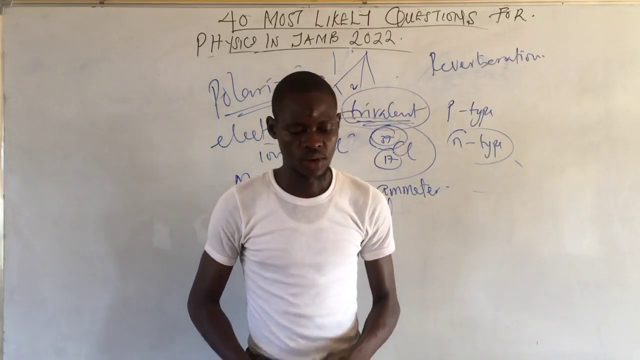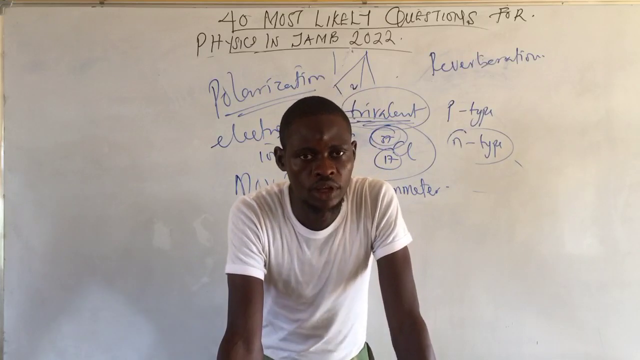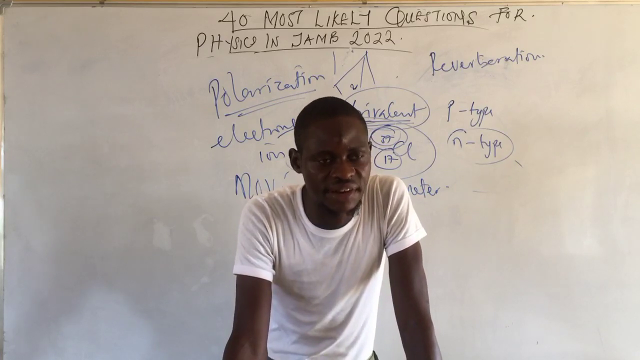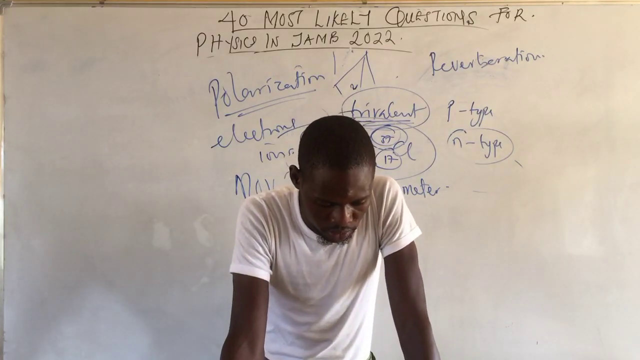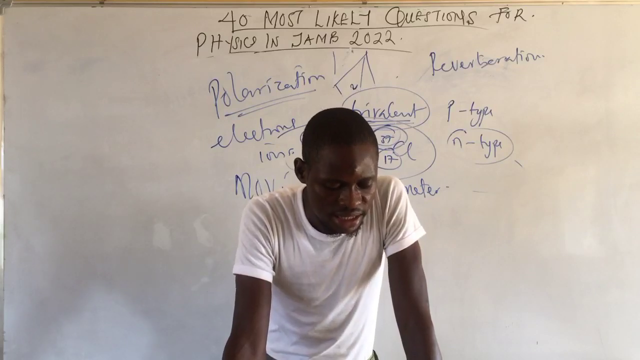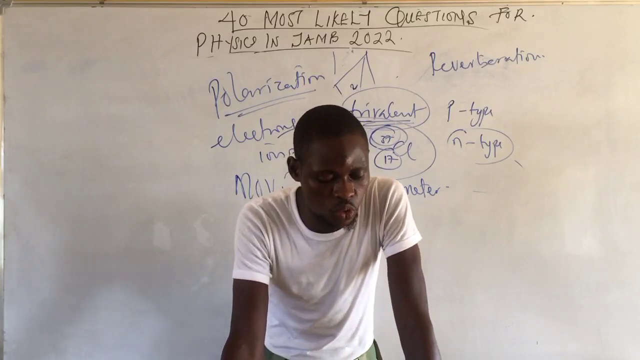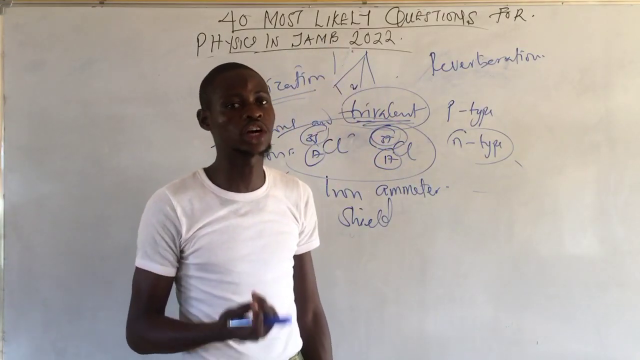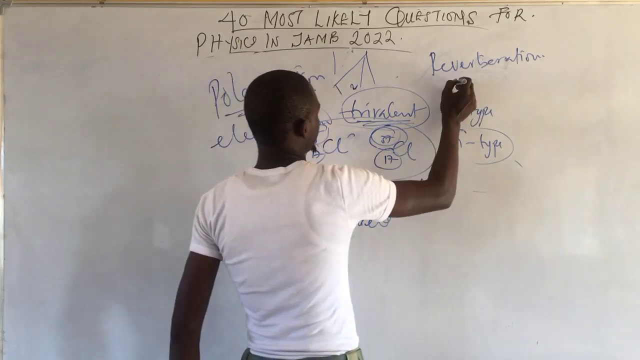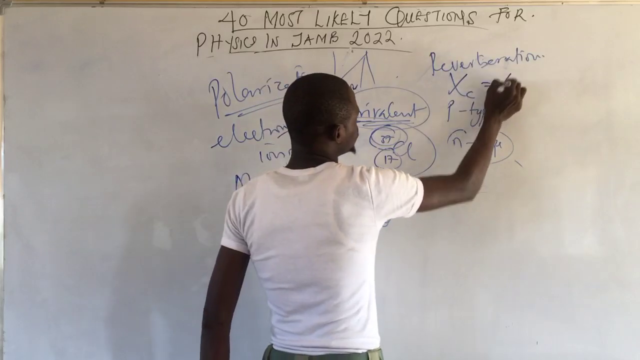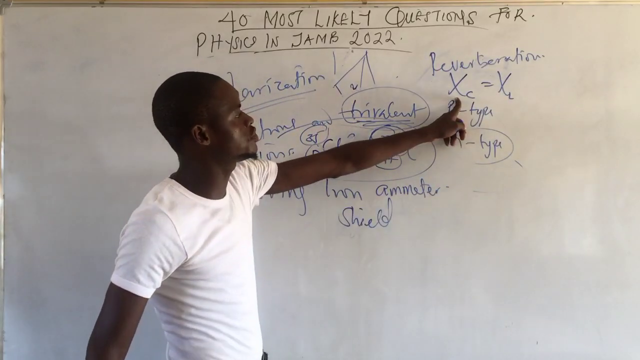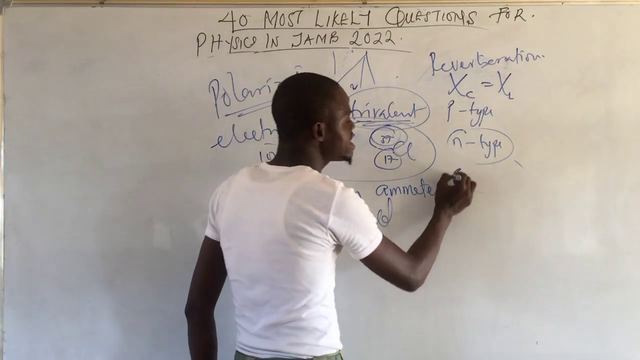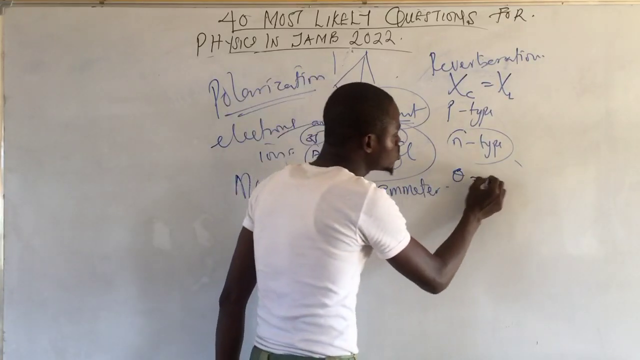Now, question 36. What is the question? For resonance to occur in AC circuits containing a resistor, capacitor, and inductor, the frequency of the source is such that the reactance of the capacitor is equal to the inductive reactance. Please note this: for resonance to occur, the capacitive reactance must be equal to the inductive reactance. Resonance will also occur when the phase angle at resonance is equal to 0 degrees.